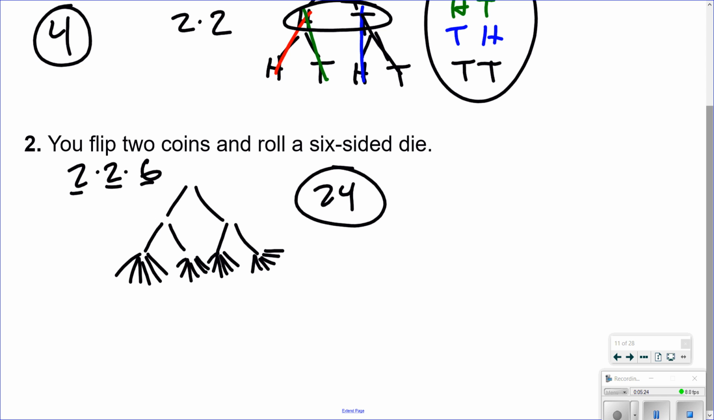If you were to actually list the sample space, it could be, for example, heads, heads, 1; heads, heads, 2, all the way to 6; then heads, tails, 1. So you can think about how you would do that with a tree diagram.